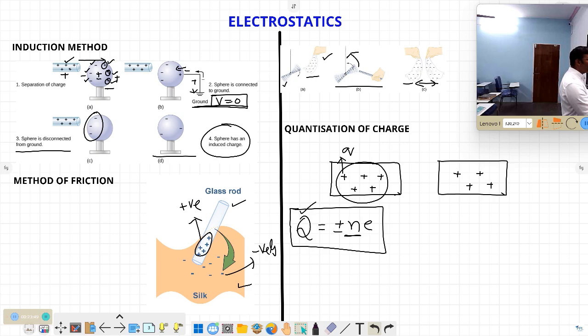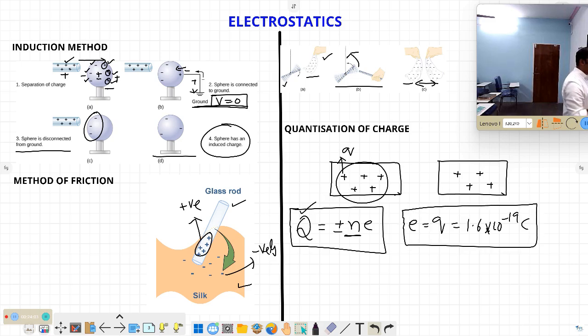What is this e, electron? Electron is one of the charges. The charge of that electron, the value is equal to how much? 1.6 into 10 power minus 19 coulombs. This is verified using Millikan's oil drop experiment.